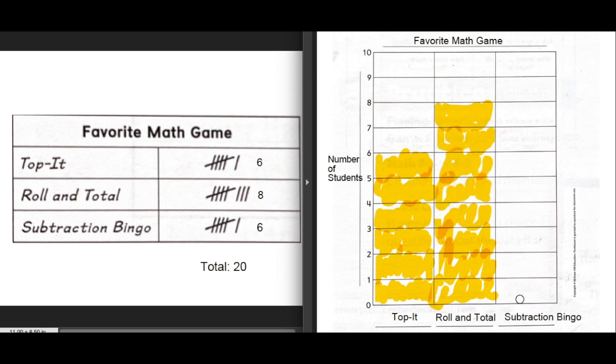And last, how many tallies did we have for Subtraction Bingo? Let's check. We had 6 tallies for Subtraction Bingo. 6 people voted for Subtraction Bingo, so we get to fill in 6 boxes above Subtraction Bingo. This is what our bar graph looks like after we fill in the boxes for each tally.